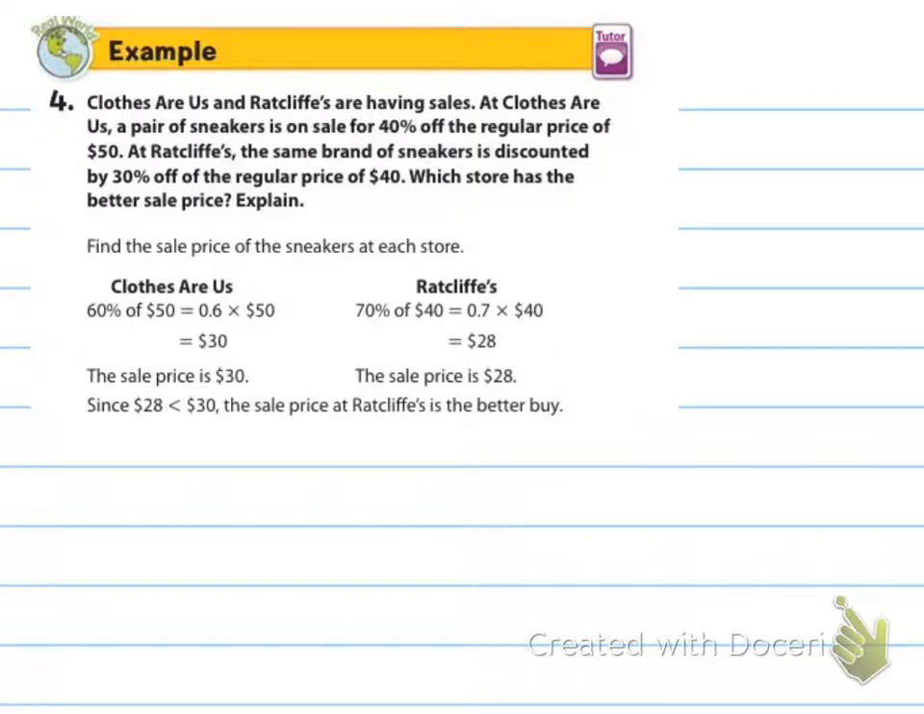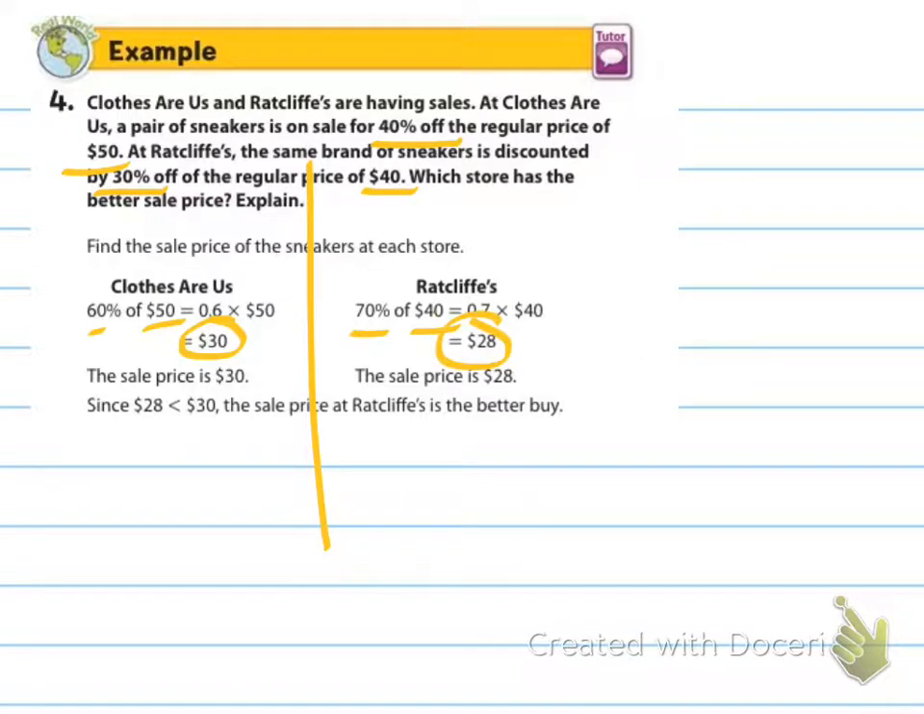So we have to do each of the problems. At Clothes R Us you're paying 60% of $50, and at Ratcliffe's we're paying 70% of $40. It turns out that at Clothes R Us, even though it has a higher discount of 40% off, it also has the higher regular price, and so its sale price is $30. Whereas Ratcliffe's has a lower regular price and a lower discount, and so we end up with $28 as the sale price at Ratcliffe's for the same pair of shoes.